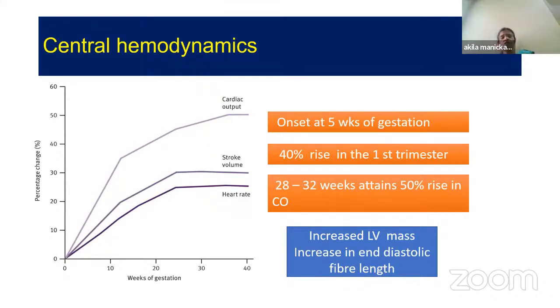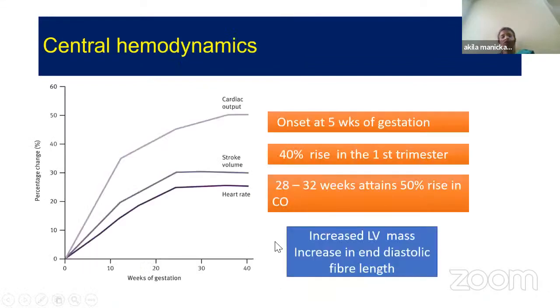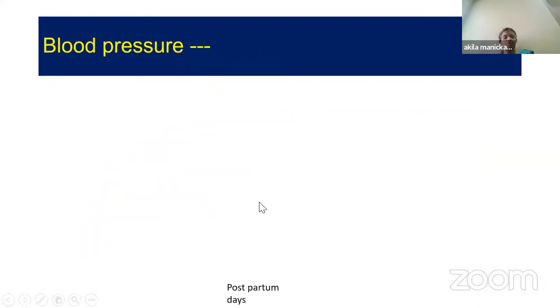And what is the implication of this increase in cardiac output at 32 weeks? Any patient who has a cardiac disease which has not been picked up, or which has been compensating over the years, can get manifested at this 32 weeks of gestation. So anyone who comes with dyspnea or new onset cardiac symptoms around this time, we need to evaluate them for cardiac diseases.